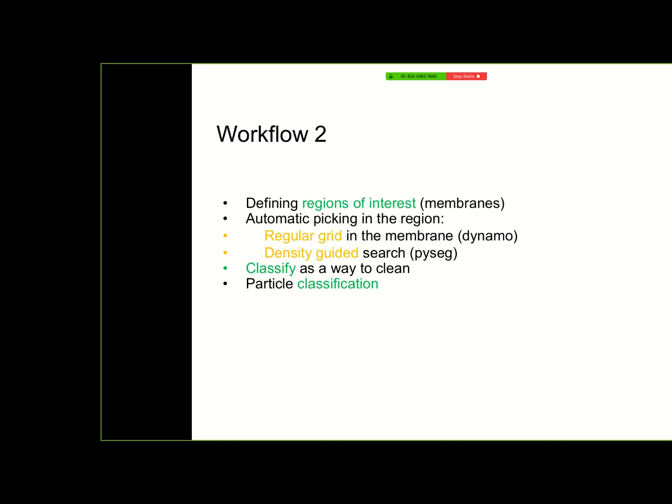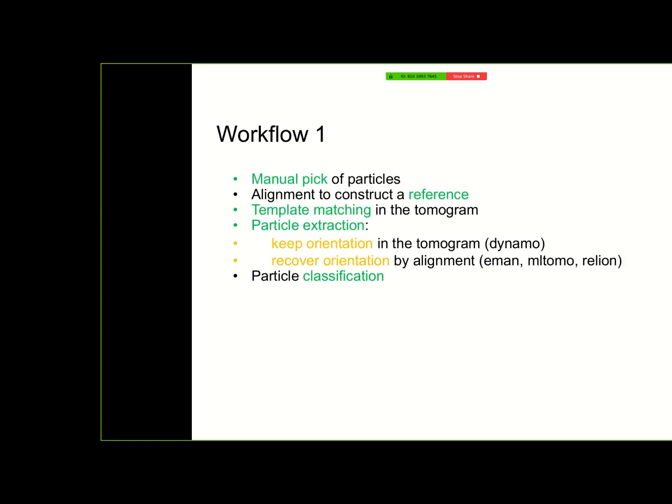Then, since probably you have picked many particles that are not real particles, particularly in the case of a regular grid, you use the classification as a way to clean your particles, to decide what is really a particle and what is not, and then you do a particle classification. At this point you would be at the same state as you were in the previous workflow. So you can reach the same point in many different ways, and most of them make sense, and it is only up to the user and up to the particular data set to follow one or the other.